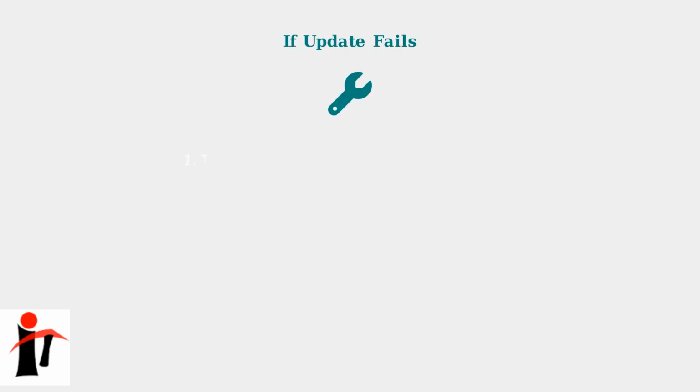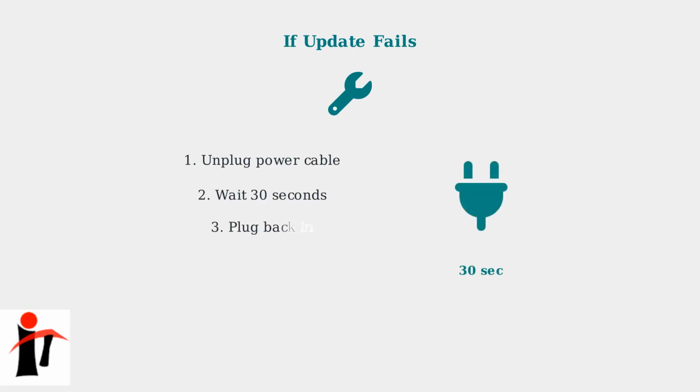If your update fails, try power cycling your EETV box. Simply unplug the power cable for 30 seconds, then plug it back in and retry the update process. This simple step resolves most update issues.